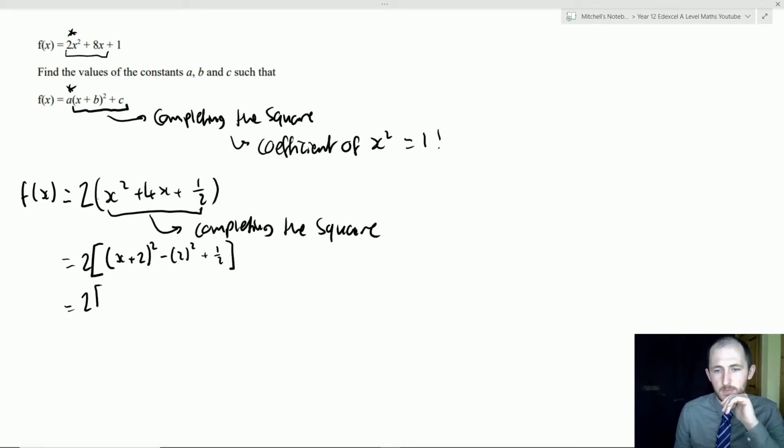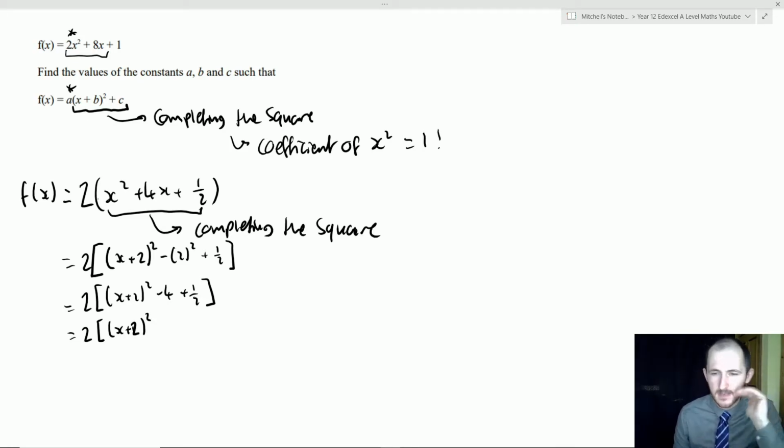So 2 square bracket x plus 2 squared minus 2 squared. So 2 squared is 4. Stick a minus. And again, I'm doing this in really slow steps, and I recommend everyone does this for now. Because again, we're not in the exam yet. We can take our time, be a bit chill. That would be minus 3.5.